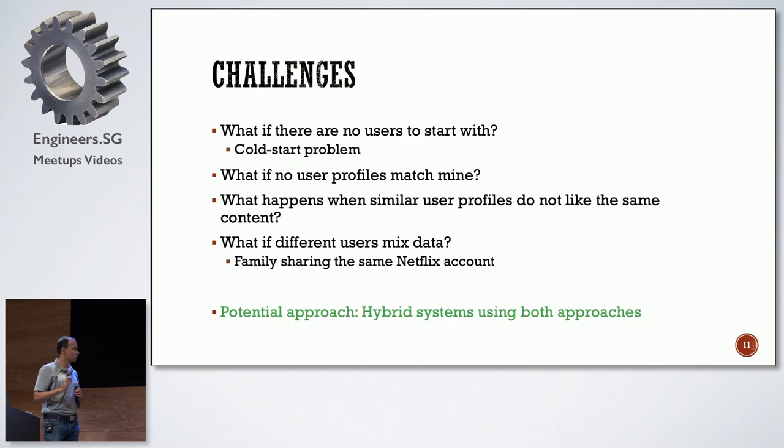So the potential approach here would be to go for a hybrid approach, where we don't just depend on a collaborative filtering approach, but instead build a content-based recommendation, which eventually tops off with the collaborative filtering and provides a hybrid recommendation system.